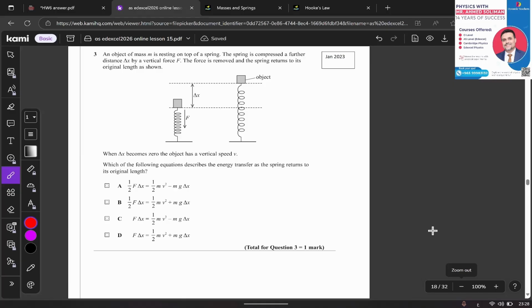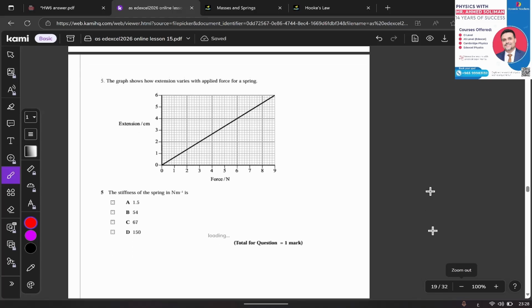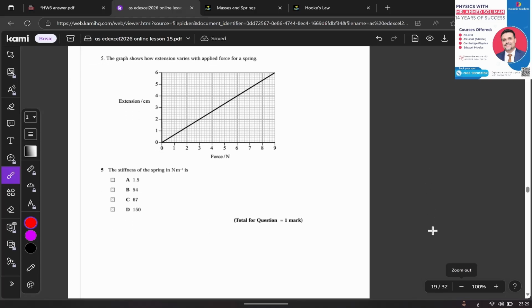It's talking about energy, and we didn't take the elastic energy yet, so I will skip this question. So now, Mirola, this question, please.